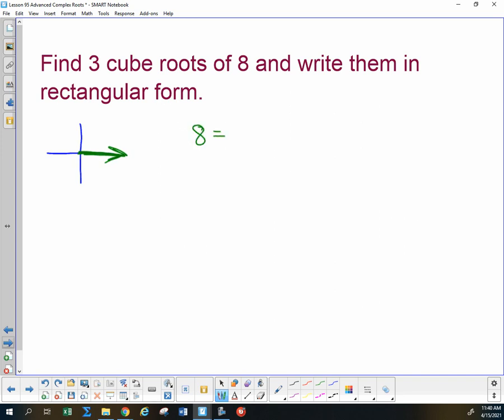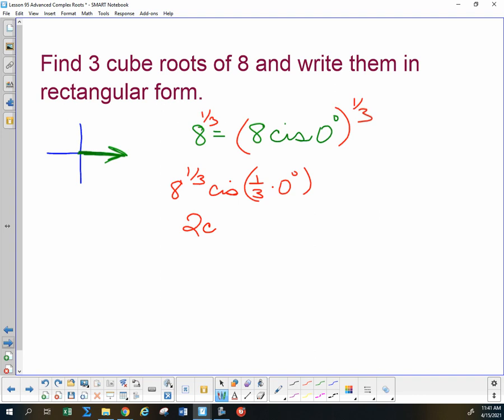So 8 is 8 cis. What is my angle? Shout it out. 0 degrees. Did this ask me just what is 8? It asked me for the cubed roots. So I need to take it to the 1/3, which means 8 to the 1/3, cis of 1/3 times 0, or 2 cis 0 degrees.